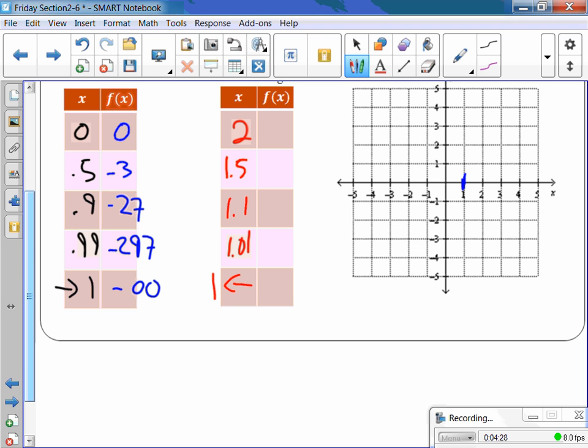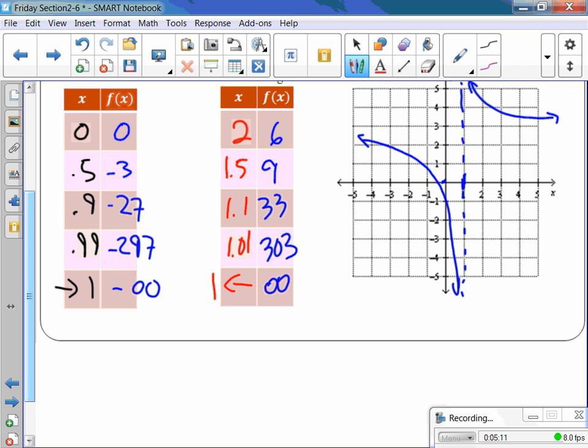On the right side, I have those values of 2, 1.5, 1.1, 1.01. Our f of x was 6, 9, 33, 303. So as I get closer to 1, it's approaching infinity. So we already said this is actually going to define a vertical asymptote when x equals 1. Plot some of those points, and we come up with a graph that looks similar to this.